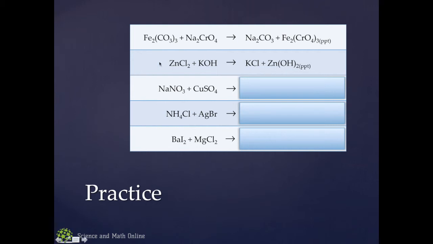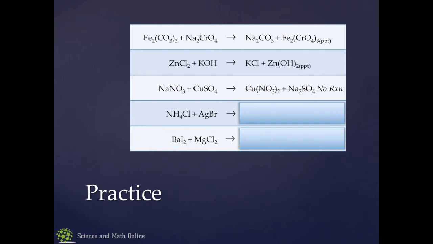Next one, sodium nitrate and copper 2 sulfate. So when they switch places, copper 2 is going to go with the nitrate, which is soluble. Sodium is going to go with the sulfate, which is soluble. There's no reaction because there's no precipitate. So draw a line through your products and write no reaction, just like I did there.